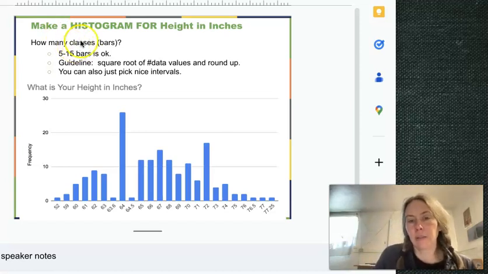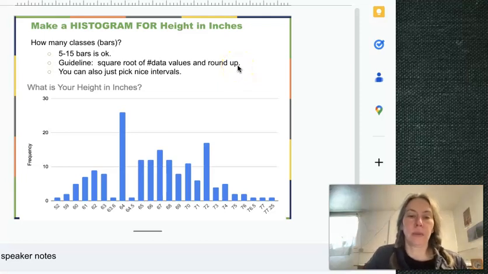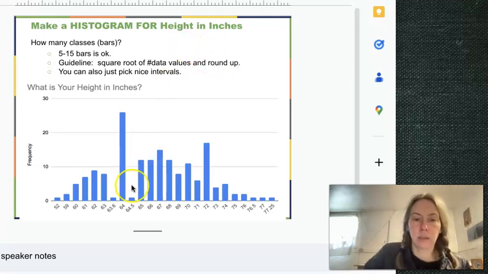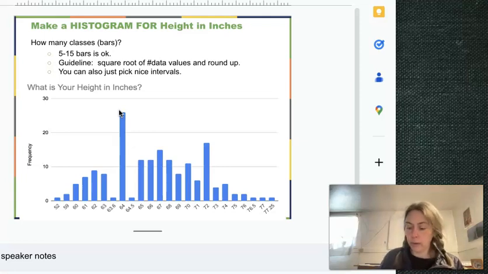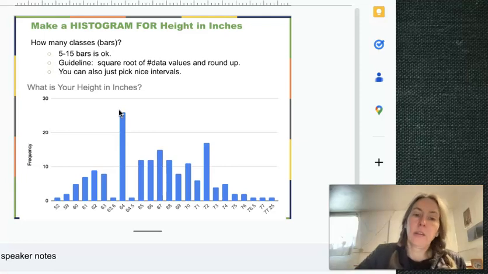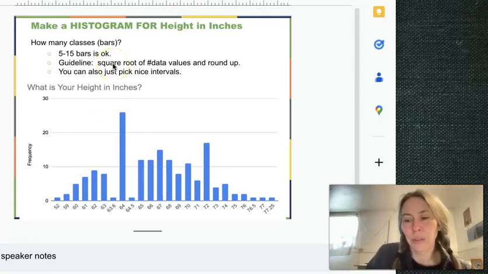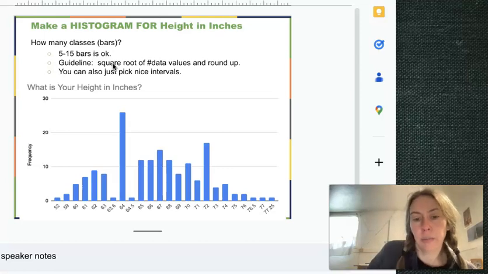So the classes, or the bars, a rule of thumb is to have 5 to 15. Take the square root of the number of data values and round up. How many data values did we have here? Okay, so I just went and checked, and there are 169 data values, and the square root of 169 is 13. So that rule of thumb, which is just a rule of thumb, says 13 categories would be adequate or okay.